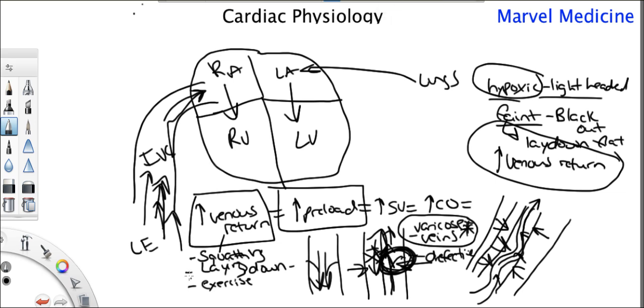Okay. So another thing that increases preload is transfusions. What do I mean by that? It could be packed red blood cells. It could be normal saline infusion, etc. Anything along those lines will increase basically my blood volume. Okay. All of those things increase blood volume.